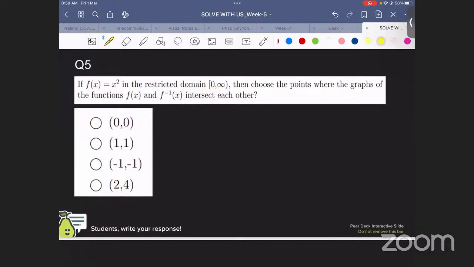Restricted domain means I have just fixed the domain. If you draw f(x), it will go something like this. Now I'm fixing it, because it was from minus infinity to infinity. Now I have fixed the domain from 0 to infinity. That means the other part will not be there, so only one part will be there. Correct? So now I can take the function's values only from 0 to infinity, not from minus infinity. Okay?